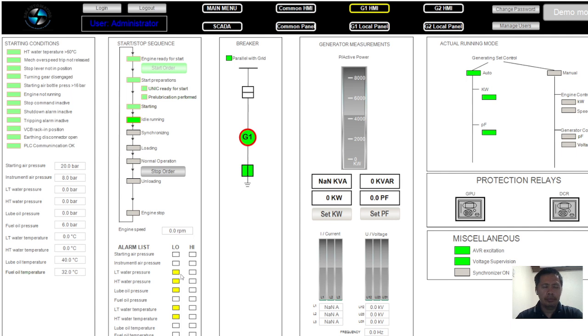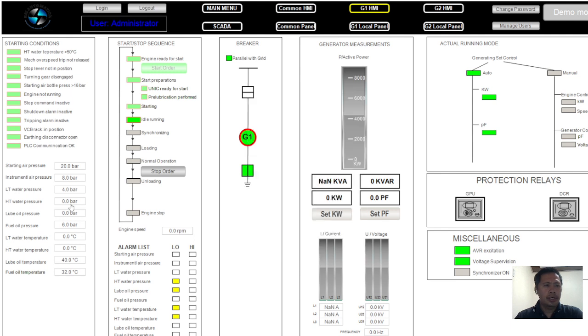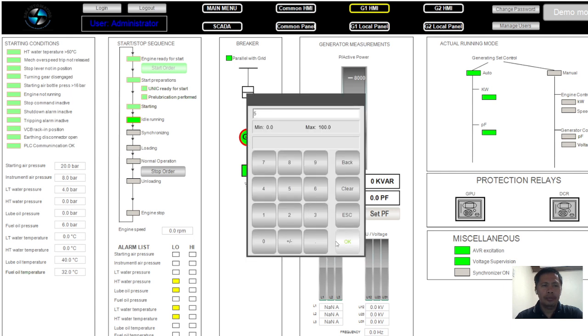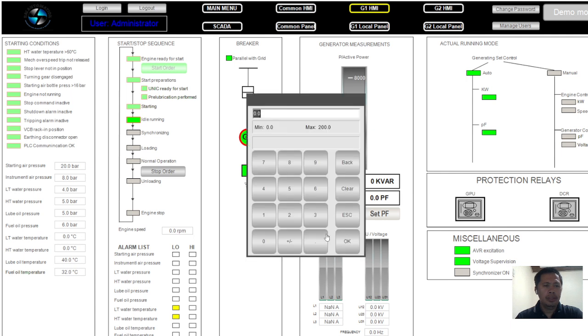So now we can put in the pressure since the engine is already at idle run. As an operator, you need to know what the normal pressure and temperature are here. The LT is around 4 bars, and the ST maybe around 5 bars. And the lube oil maybe around 5 bars. The temperature of the LT maybe 40, ST let's say 60.